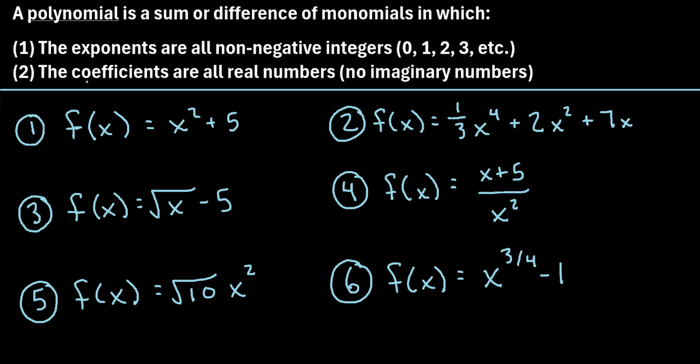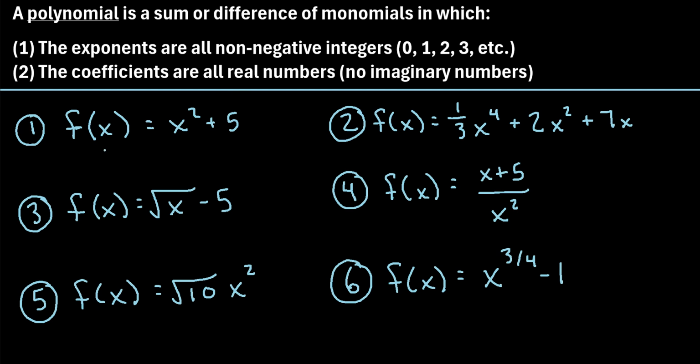And the second criteria is the coefficients are all real numbers, so no imaginary numbers, nothing like 5i x to the third or something like that. So no imaginary numbers. So with that in mind, I have 6 examples for us to work through here. Let's check out this first one.